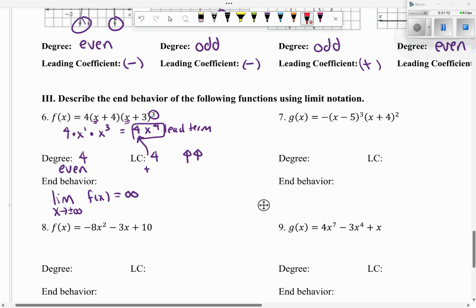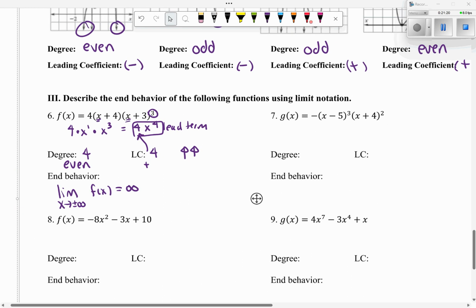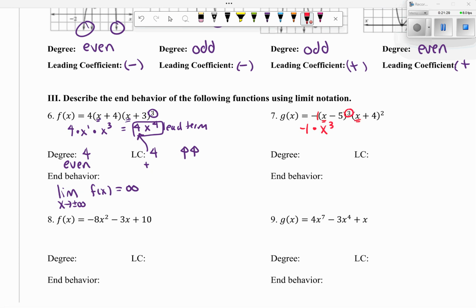Looking at this next one, again, it's not in standard form. You can FOIL this all out if you want, but it's going to take you a while because you have x minus 5 to the third power and x plus 4 squared. So instead, let's look at all of our first terms. This negative means there's a -1 there, times x to the third power. And when we multiply out the first terms of the other factor, you would have x times x, which gives x squared. So this gives us negative x to the fifth as our lead term.